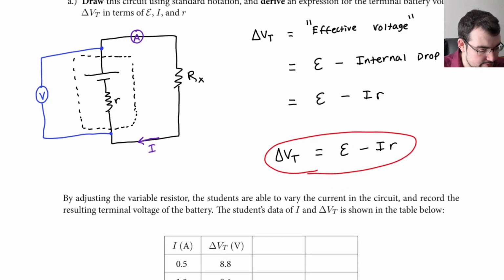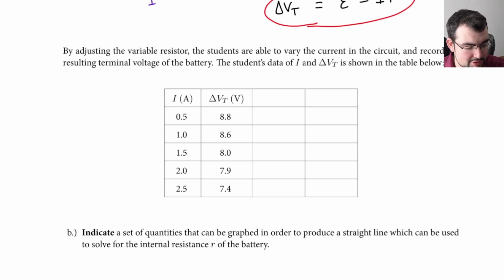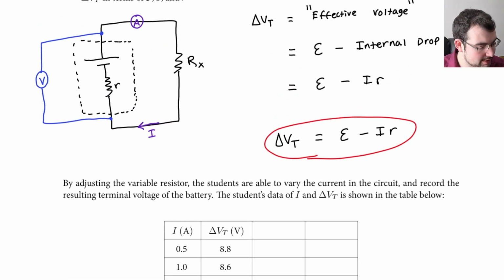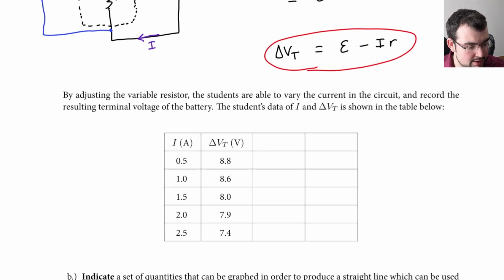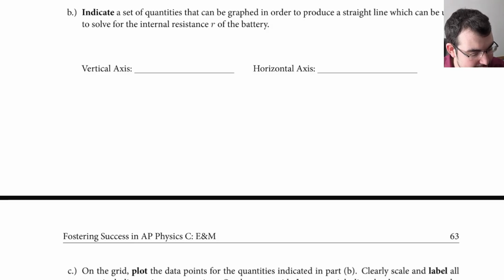So notice what happens here. As the students pump more and more current through the circuit, the effective battery voltage keeps decreasing. Because if you pump more current through your circuit, the internal drop is going to be larger. If you have a larger current, you're going to drop more volts inside the battery versus outside. So we can see the battery is effectively getting weaker as you pump more and more current through, because you're losing some of your voltage drop to the internal resistance. So with our equation, we're trying to get the internal resistance of the battery, which is usually the objective of this lab.